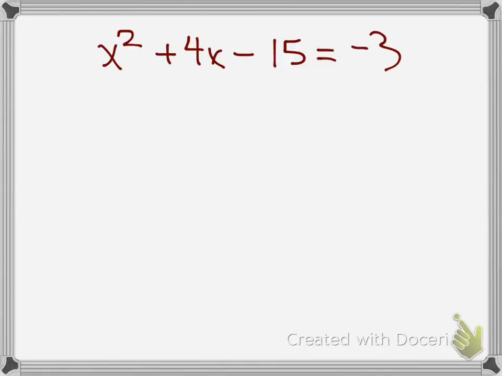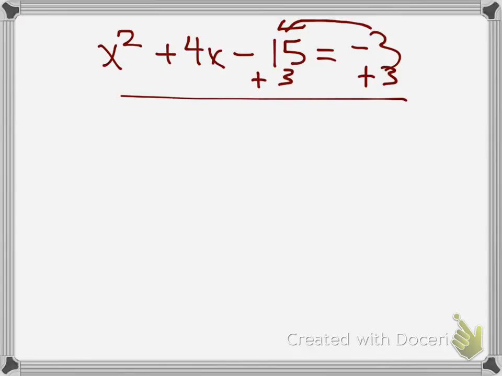Okay, what's wrong with this one? Well, it's not equal to 0. So I need to get it equal to 0. So I need to move everything over to the right side. So I'm going to move this negative 3 over by saying plus 3. So now I have x squared plus 4x minus 12 is equal to 0.